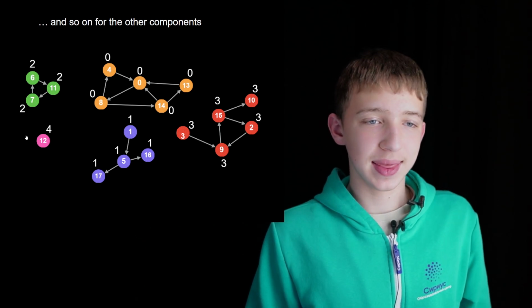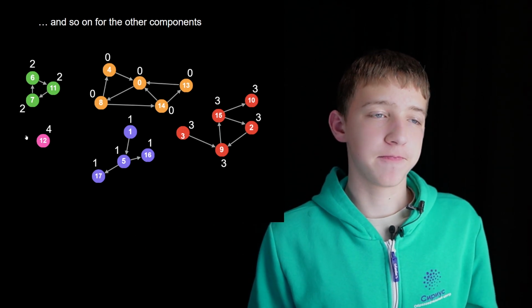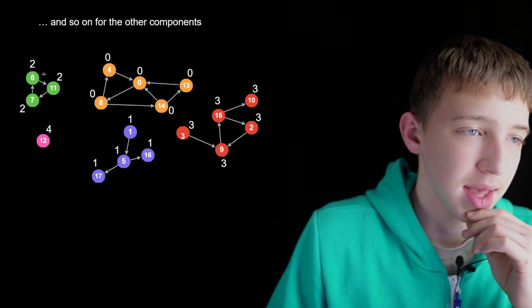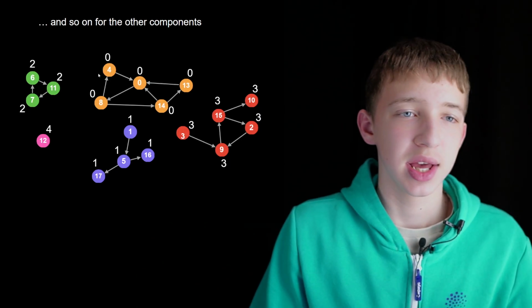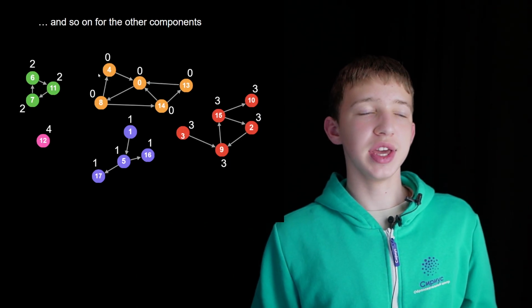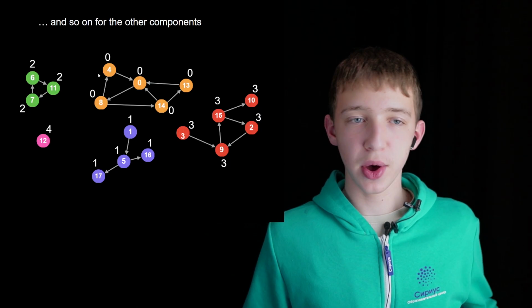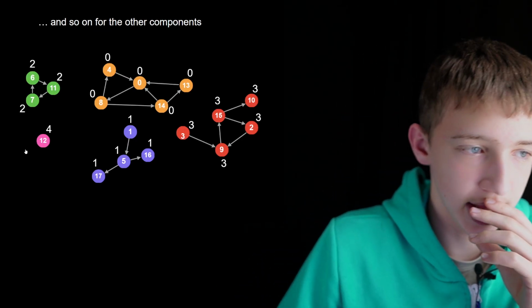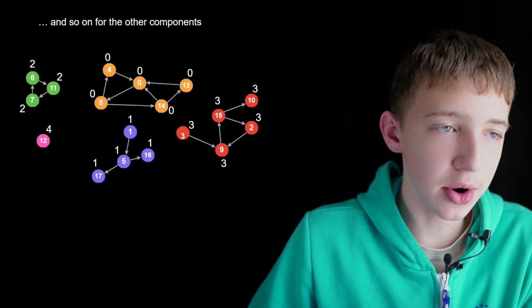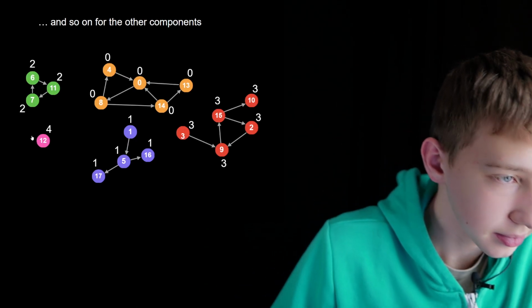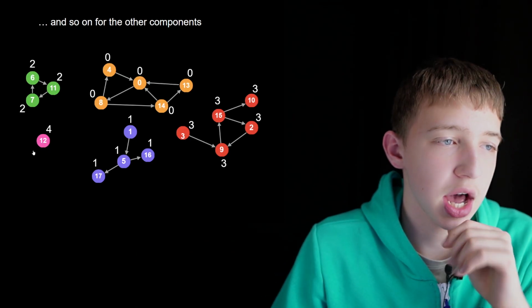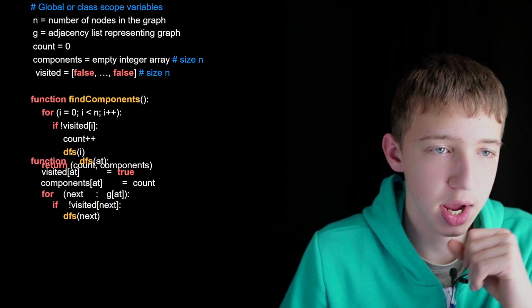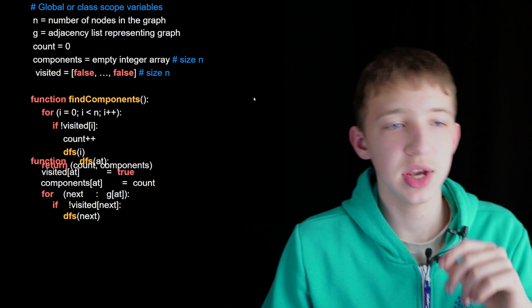By the way, this is a pretty obvious algorithm. We're just traversing through each node of each component and assigning the color, the ID, and counting its value.